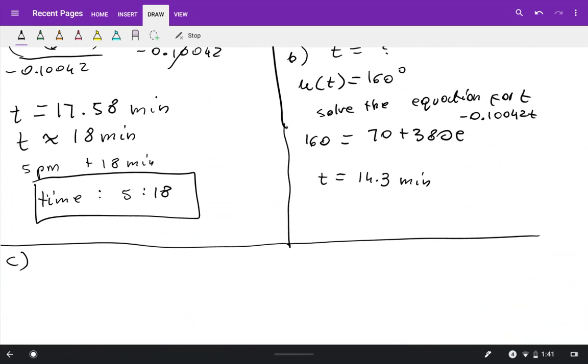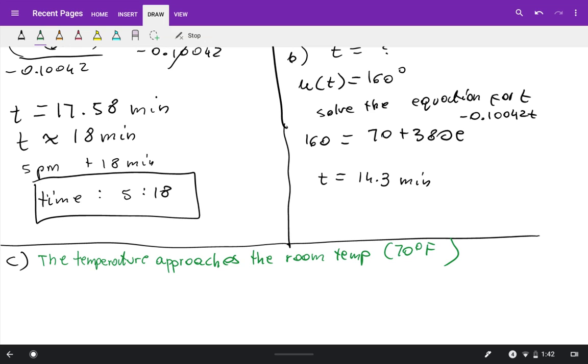So let me just write this down for you guys. The temperature, and that's not just with this example, with any example of Newton's cooling law, approaches the room temperature of our surrounding, which is 70.